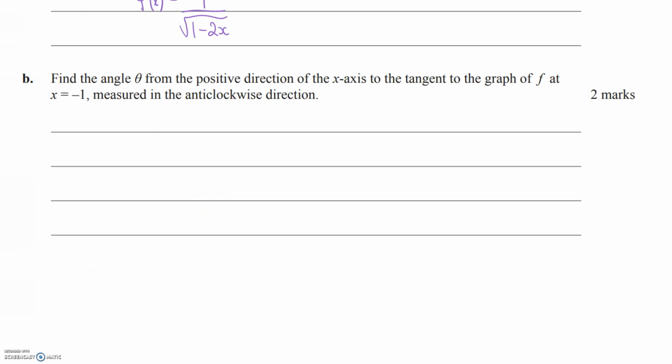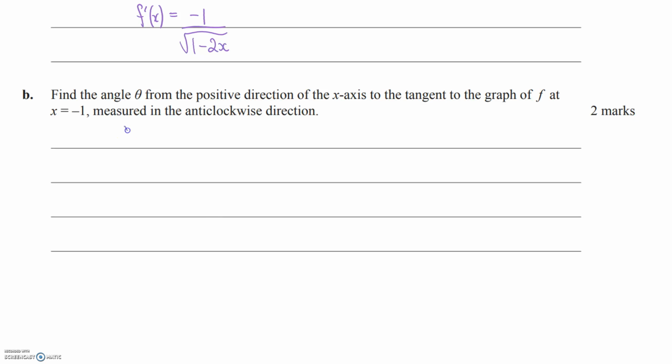So the first thing that I'm going to do with this question, considering it's asked me to find the angle theta from the positive direction of the x-axis to the tangent, the first thing I want to know is what is the gradient at x equals -1. So if I look back up at my f dash of x here, f dash of -1 is just going to be -1 over the square root of 1 take 2 times -1, which is actually going to be -1 over root 3.